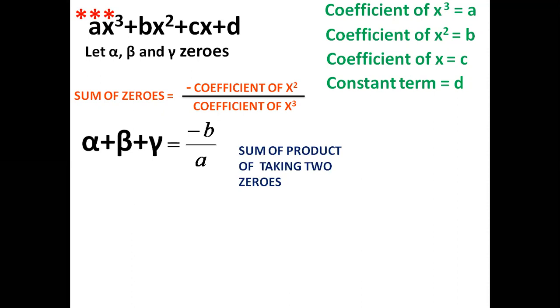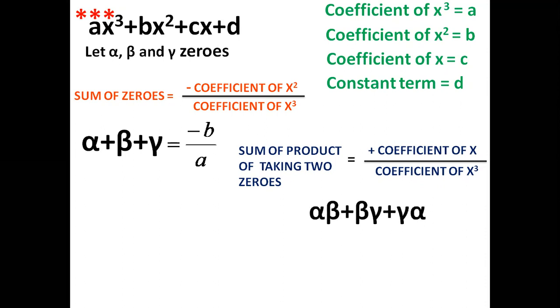Next, sum of products of taking two zeros at a time is equal to, the formula is plus coefficient of x by coefficient of x cube. Here I am taking two zeros at a time, multiplying and adding, that is alpha beta plus beta gamma plus gamma alpha is equal to plus coefficient of x, that is c, by coefficient of x cube, which is a, so c by a.